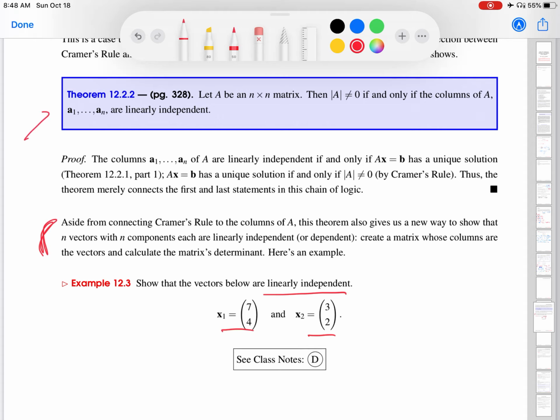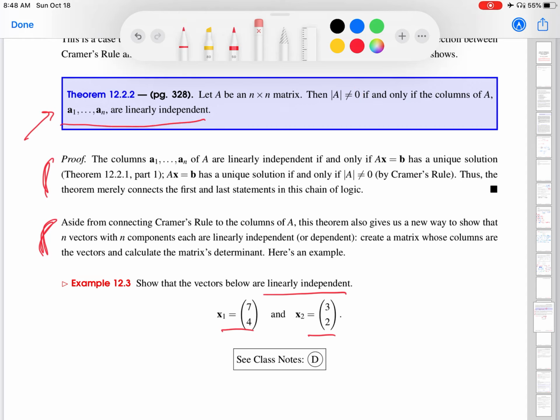We have developed a lot of knowledge about the column space in this lesson and how it relates to solving Ax equals b and Cramer's rule and all that sort of stuff. In this particular theorem, we've gotten one nice little side result, and the proof is down here: if A is an n by n matrix, then the determinant of A is non-zero if and only if the columns of A are linearly independent. So that is a nice result.